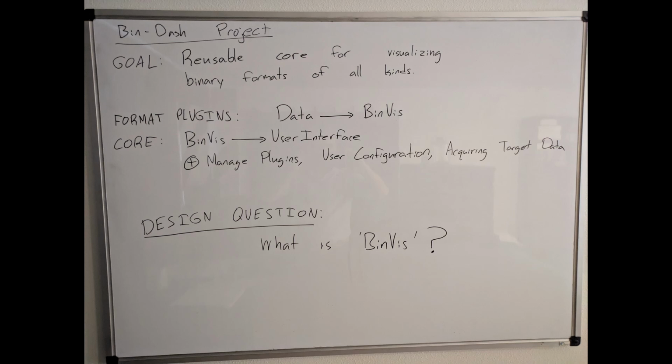So the goal of the project at this point has become to create a reusable core for visualizing binary formats. And what I mean by that is, in the way that 4Coder had a reusable core for creating text editors, I'd like to do the same thing for visualizing any type of binary format. A difference from the 4Coder design to this one is that it's not going to be a customization layer that is monolithic, that defines the whole thing.